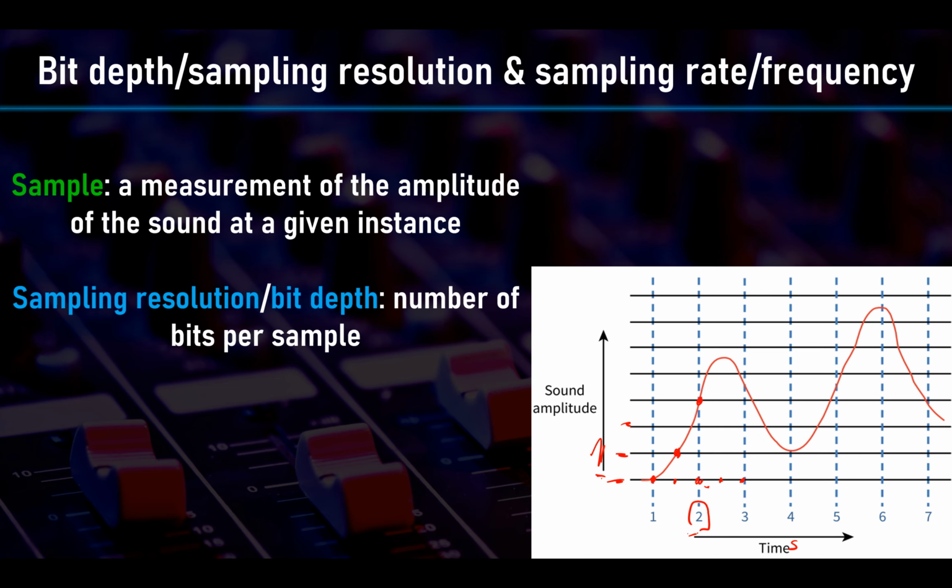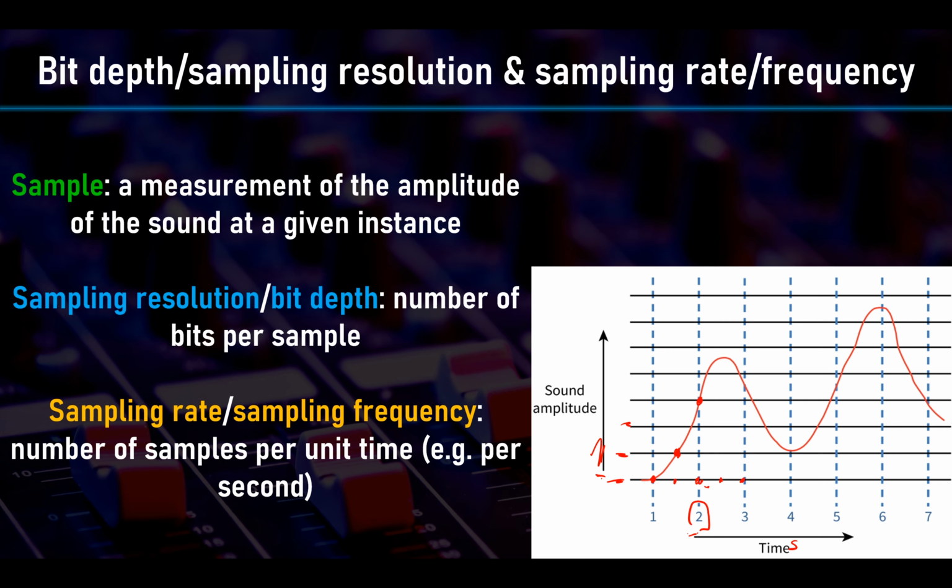The sampling resolution or bit depth is the number of bits per sample. If we increase the sampling resolution bit depth, one, it's going to make the sound more accurate compared to the original analog signal. However, the file size is going to increase.